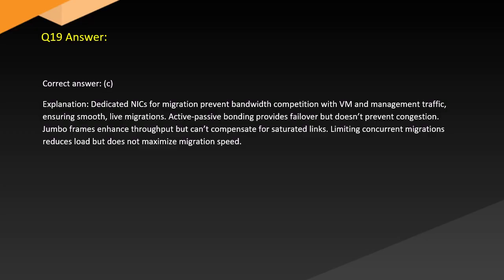Answer. Correct answer, C. Explanation. Dedicated NICs for migration prevent bandwidth competition with VM and management traffic, ensuring smooth, live migrations. Active-passive bonding provides failover but doesn't prevent congestion. Jumbo frames enhance throughput but can't compensate for saturated links. Limiting concurrent migrations reduces load but does not maximize migration speed.